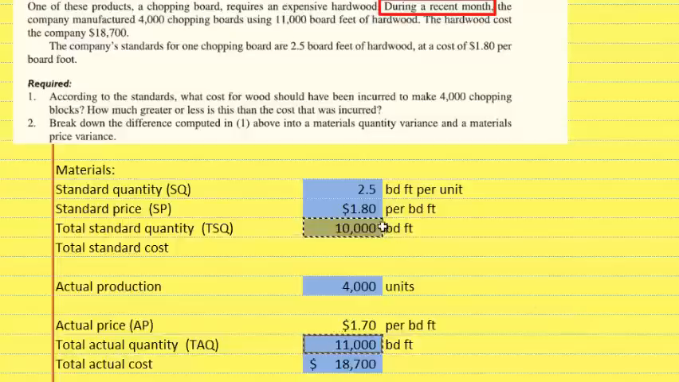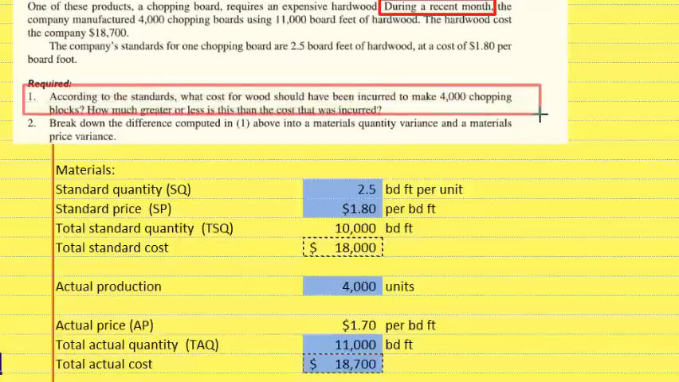Now let's compute total standard cost right there. We should have used 10,000 board feet, and we expected to pay $1.80 per board foot. So multiplying those two together gives me a total standard cost of $18,000. And now I can compare my third comparison. I can compare those two things. We should have spent $18,000 in materials to manufacture these 4,000 chopping boards, and we actually spent $18,700. So we spent $700 more than we should have. And I believe that answers requirement 1.